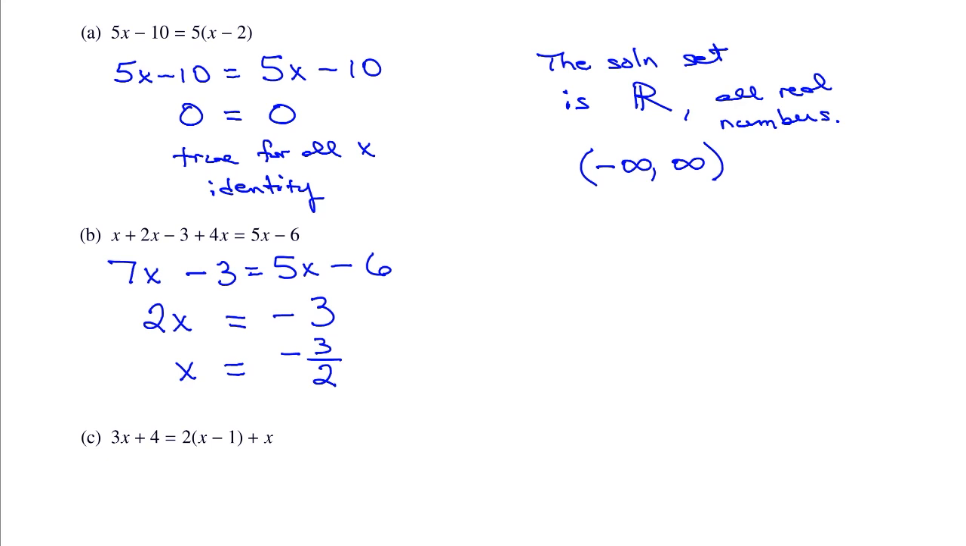So this equation is true if x is equal to negative 3 halves. If x is any other value, then the equation is not true. So that is a conditional equation. It is true on the condition that x is negative 3 halves. That is the only value that works. The solution set is the set negative 3 halves.